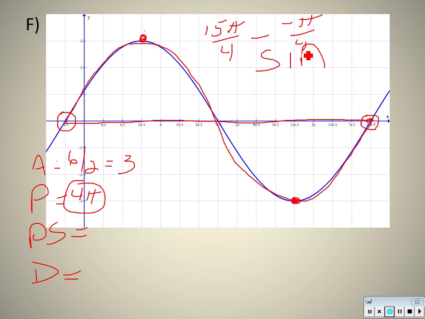So as far as the b value goes, once again putting that over here, I have 4 pi equals 2 pi over b, and when I work that out, I get a b value of 1/2.